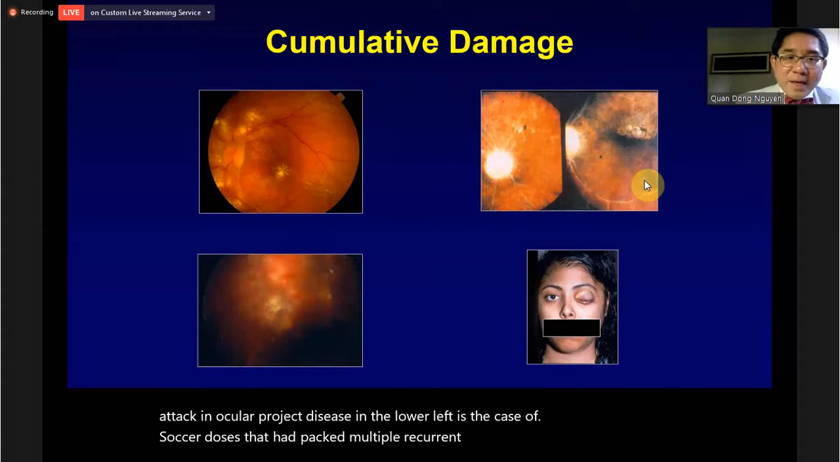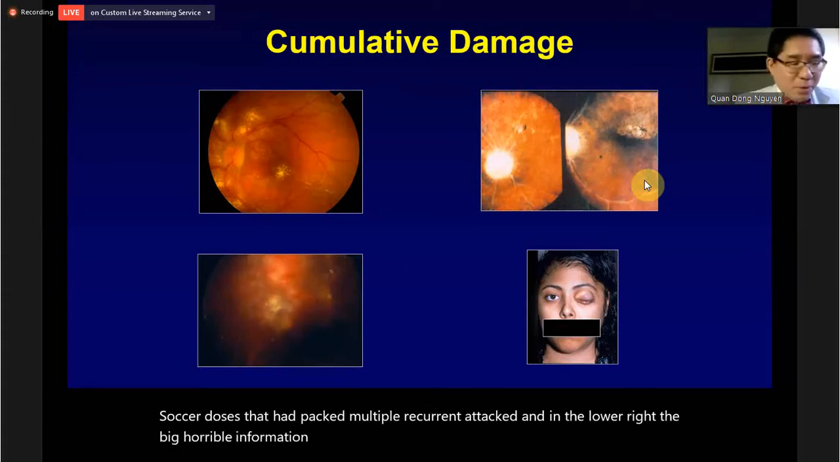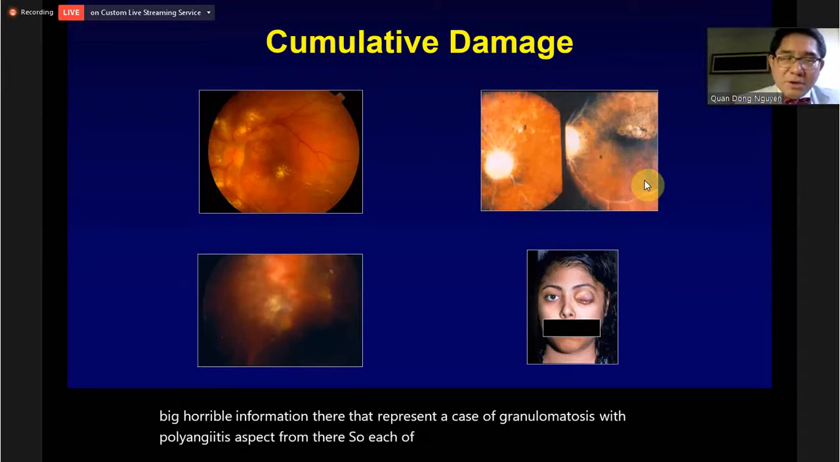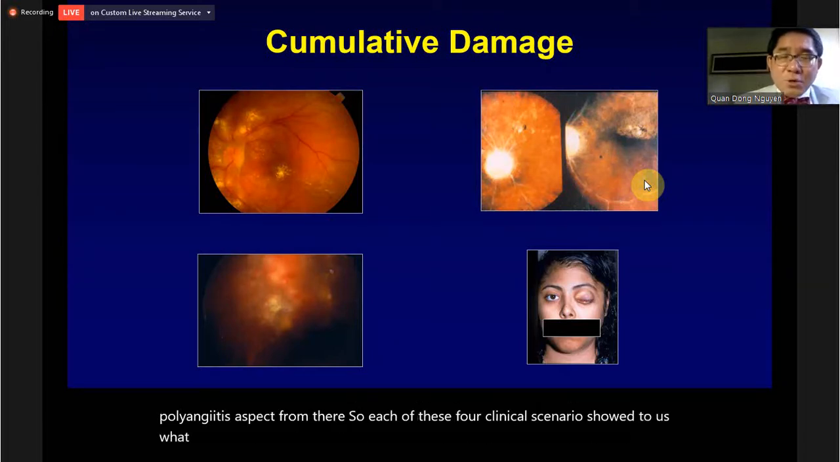And in the lower right, the big inflammation there represents a case of granulomatosis with polyangiitis. So each of these four clinical scenarios shows us what happened when we let recurrent inflammation occur, one episode after another.